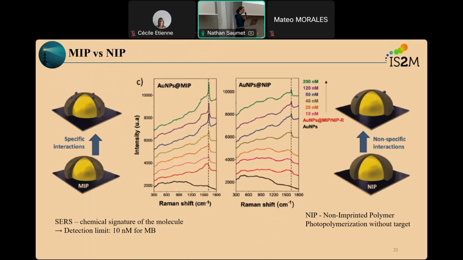To detect the chemical signature of the molecule, we use Raman spectroscopy. Basically, Raman spectroscopy provides access to the vibrational levels of molecules, so it's like their signature. And here, for example, this is the signature of methylene blue. And here we can see that for increasing concentration of methylene blue, we observed an increase of the signal. But what is interesting here is to see that we can detect with this sample 10 nanomolar of methylene blue.